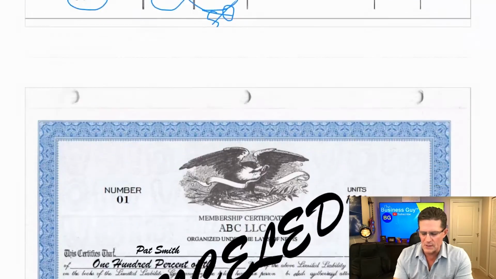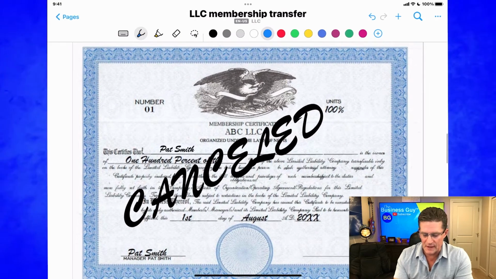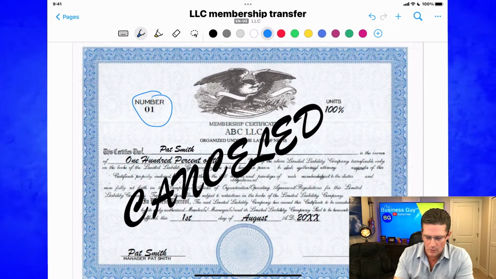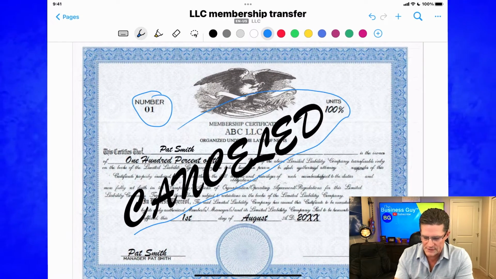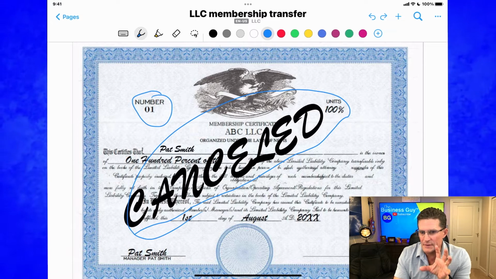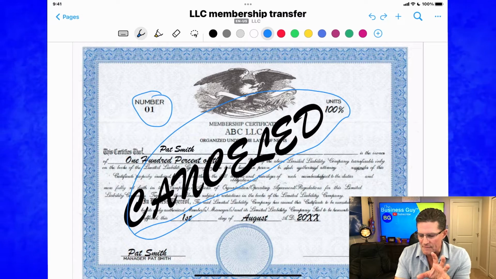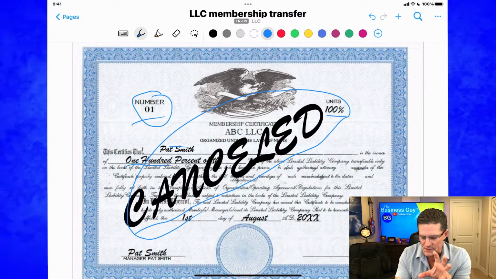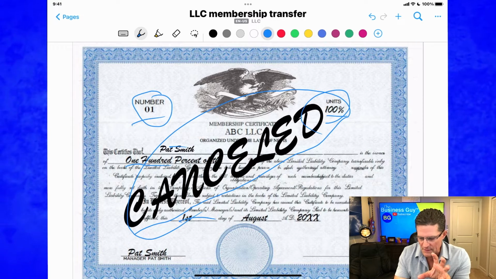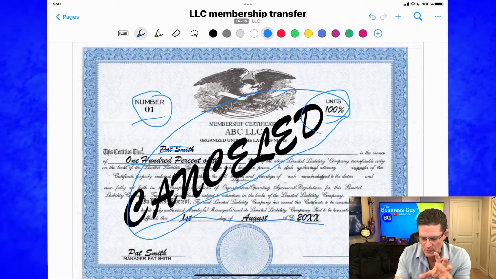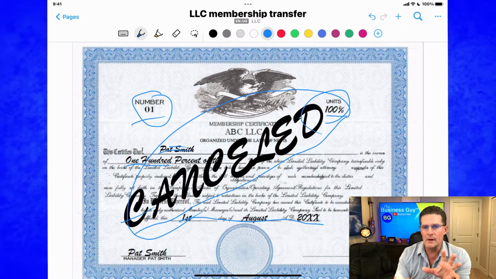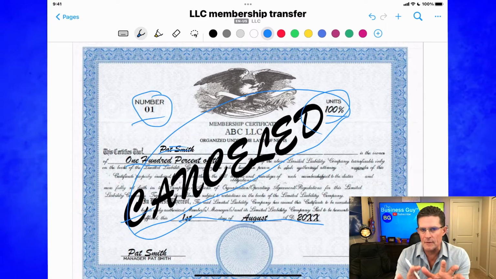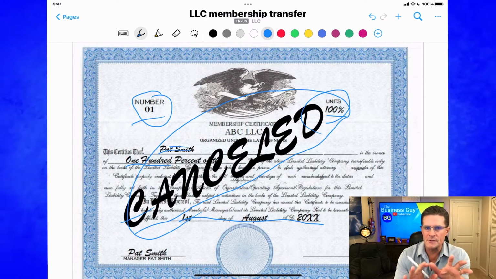Okay, let's take a look to see what this looks like on the membership certificates. Here's our certificate 01. We wrote the word canceled across the certificate, and we want to write canceled in such a way that it doesn't cover up the important information on the certificate, such as the number of units, the date it was issued, who it was issued to, and so on. So you're writing canceled, but you're not wanting to cover up the pertinent information so you have a record of who owned the membership interest before.